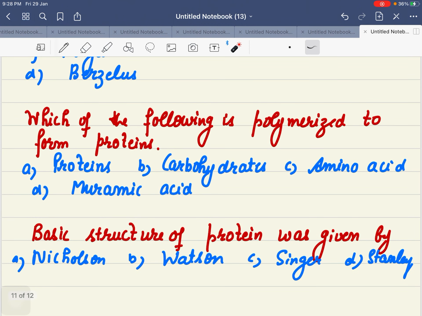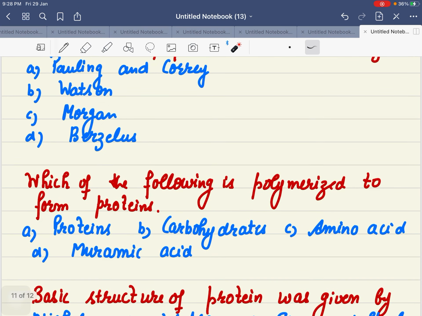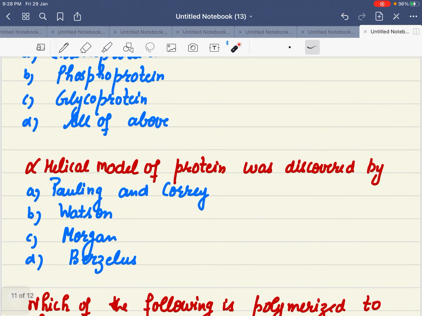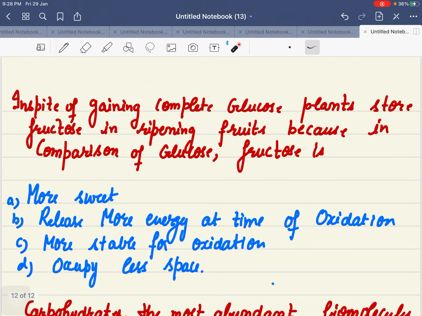Which of the following is polymerized to form protein? To make protein, what should I use? Amino acids. Basic structure of protein: see, Singer and Nicholson talk about the cell membrane, Watson talks about DNA. The basic structure of protein was given by Stanley. So you can note these scientists down in your NCERT: Stanley, and Pauling and Corey.